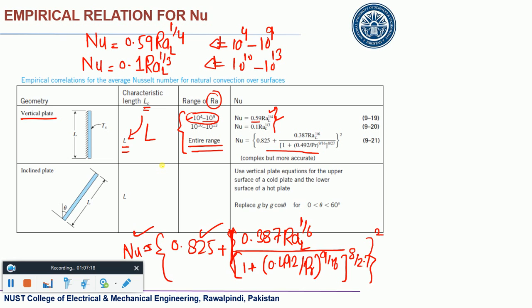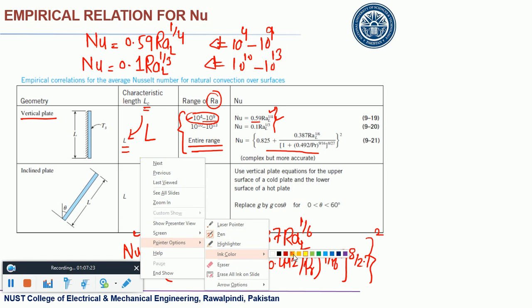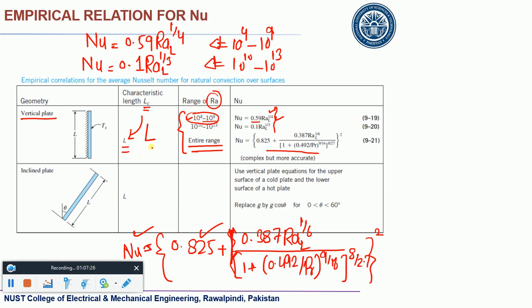Okay. So just see that for vertical flat plate, characteristic length is again L. So let me just read it down. Use vertical plate equations for the upper surface of a cold plate and lower surface of a hot plate. Use vertical plate equations, I repeat, for the upper surface of a cold plate and lower surface of a hot plate. Okay, and then replace g by g cos theta.